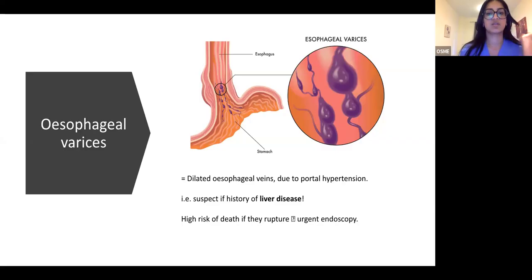So if they've consumed large amounts of alcohol throughout their life, or if they have signs, so if you do an abdo exam and they have signs of liver disease, like caput medusae and other features on the chest. Esophageal varices are very serious, and they have a high risk of death if they rupture. Patients would need an urgent endoscopy in this case, and they can also be treated using band ligation and various other methods.